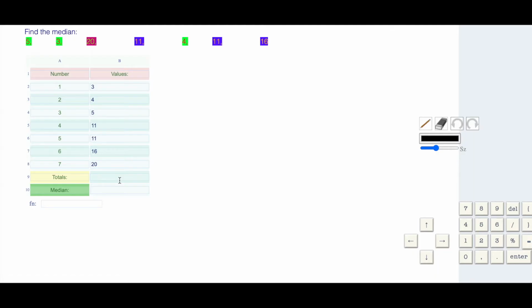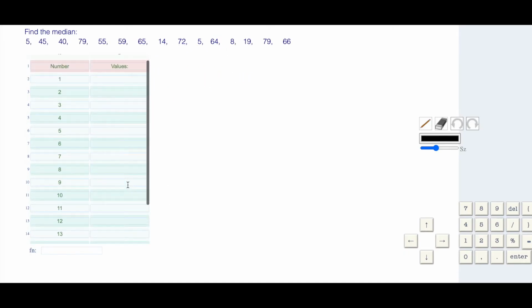Now how do you get to 3 from 5? Well, you add 1 to 5 to get 6, and then divide by 2. Add 1, divide by 2. If you have an odd number, add 1, 8, divided by 2, gives us 4. So the 4th value is going to be our middle number. You can see there's 3 values above it and 3 values below it. Our median is going to be 11.